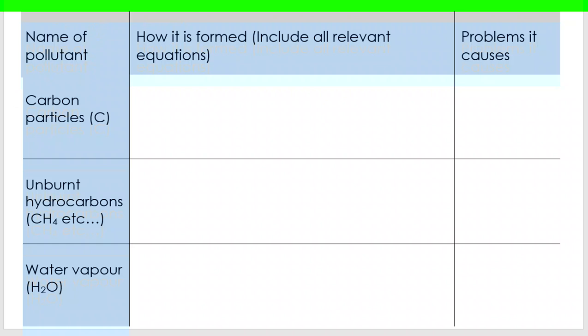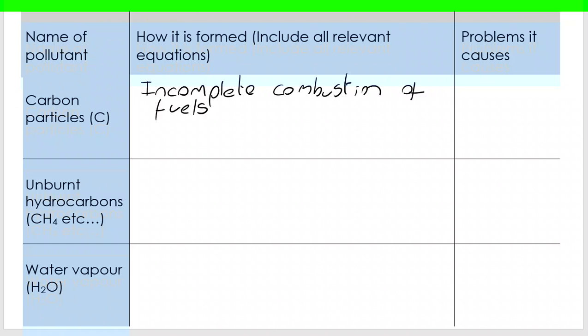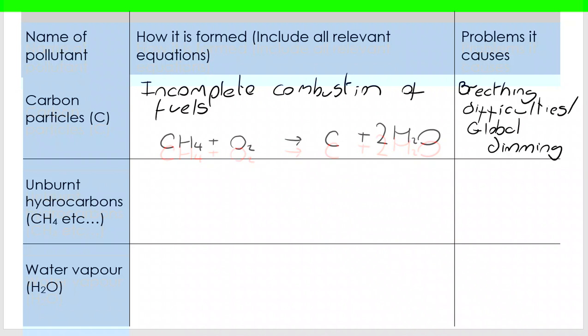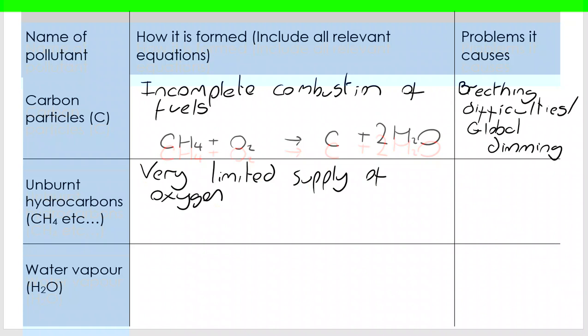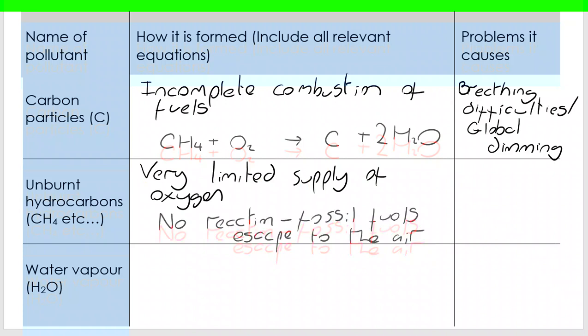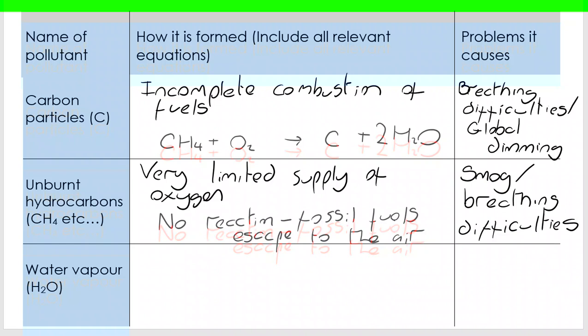So carbon particles, again, we already know comes from incomplete combustion of fuels. And we've already done the equations, but I've put another one in there briefly. Now, if we get soot, that's going to lead to breathing difficulties. You might also read about something called global dimming. Unburnt hydrocarbons, as I explained earlier, come when we have a very, very limited amount of oxygen, maybe so little we can't combust at all. So there is no equation for that. And the problem we associate with it is we might get photochemical smog and again, breathing difficulties.